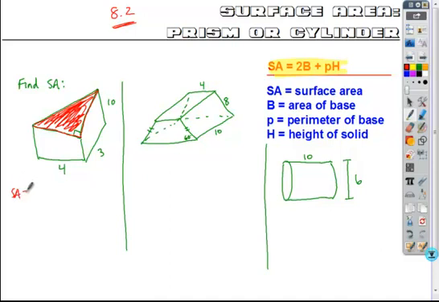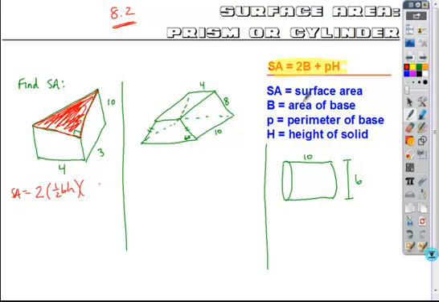with our area formula. Surface area is equal to 2 times capital B, which here represents whatever the area formula is for that base shape. This base shape is a triangle, so 1/2 base times height. Notice the difference here. I use capital B for the area of the base. I use lowercase b for the individual base and heights of the polygons.